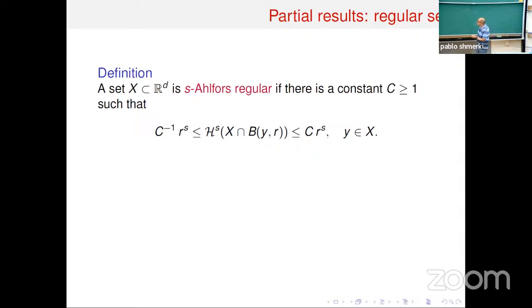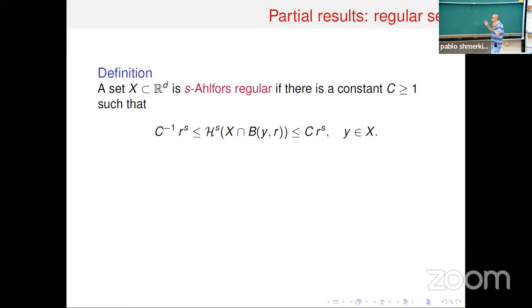So just to remind you, I said a set is Ahlfors regular if the S-dimensional Hausdorff measure of balls centered at the set has mass comparable with r to the S, up to constants that are uniform in the center of the ball and the radius of the ball. So C can depend on the set X. In this sense, it's not universal, but it's uniform for the given set.